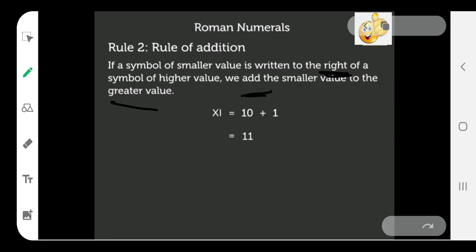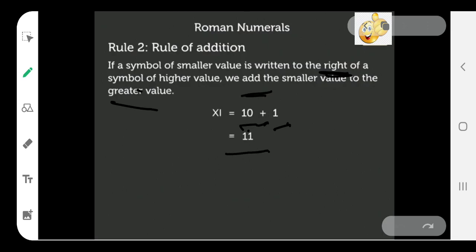Now see here, the example is XI. X is for 10 and I is for 1. So as we can see, 10 is the greater number and 1 is the smaller number. So we can see here a symbol of smaller value, that is 1, is written to the right side of the symbol of higher value, that is 10. So 1 is written to the right side of 10. We add the smaller value to the greater value. What are they saying? We have to add. So we will add. So 10 plus 1 will make 11.